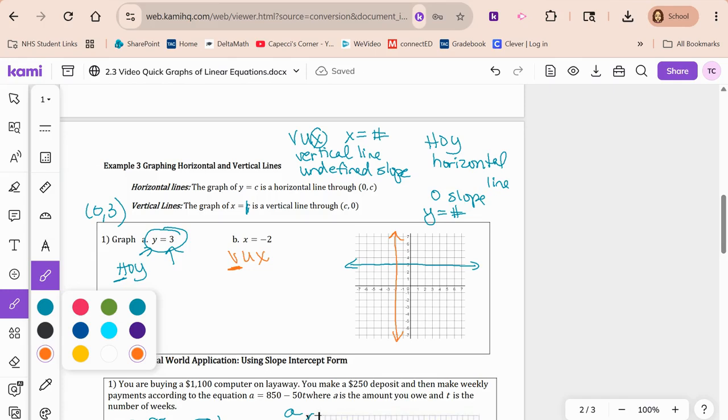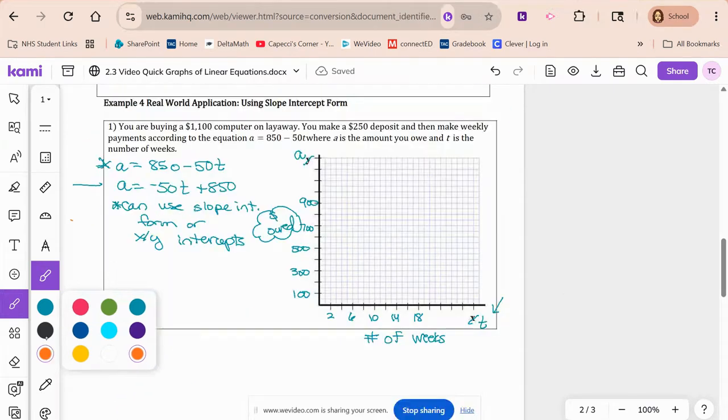All right, let's take a look at a word problem. It says you are buying a computer for $1,100 on layaway. You make a $250 deposit. So we know right away if we take that $1,100 and subtract the $250, we only owe $850 at that point. And then we're going to make weekly payments according to this equation. So again, we owe $850.